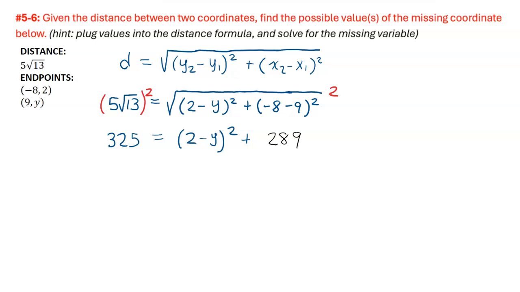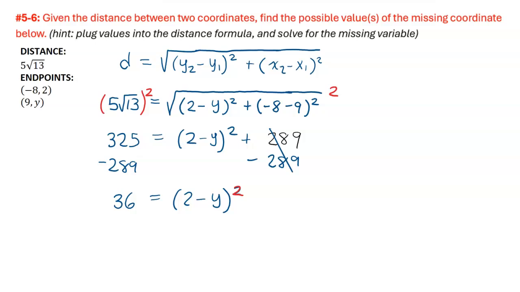Now, the next part of this problem is we're trying to isolate this so that we can take away the square here by using square roots. So to do that, we just have to move the 289 over to the other side. And now we've isolated it. So 325 minus 289 is going to give me 36. So our whole goal, again, is trying to solve for this y.